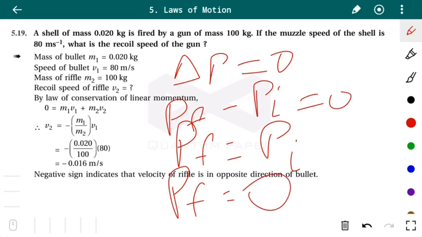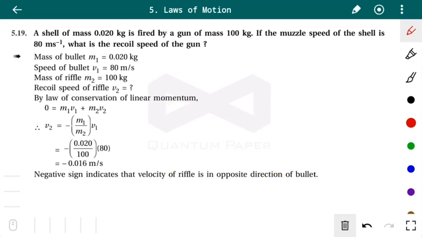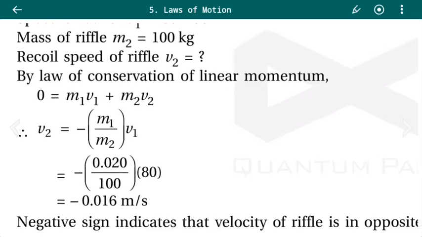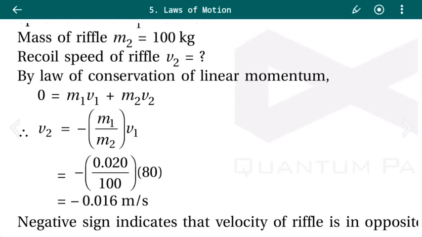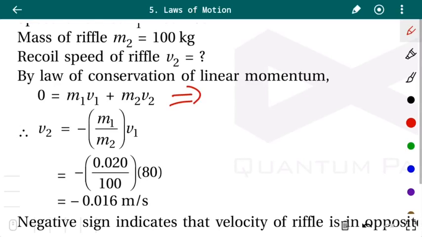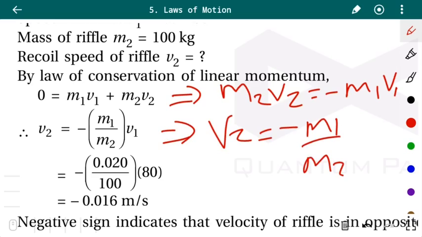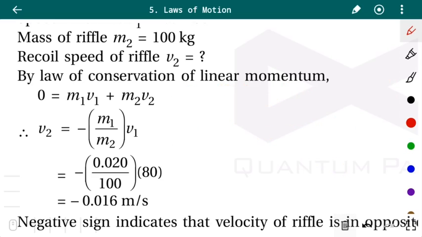Now the final momentum is the momentum of the system consisting of the shell as well as the muzzle. So here we can write it as m1 v1 plus m2 v2 equals 0. m1, v1 and m2 are given, we need to find v2. So taking v2 as the subject, from this equation we can write m2 v2 equals minus m1 v1, and v2 equals minus m1 upon m2 into v1. So we get this equation.